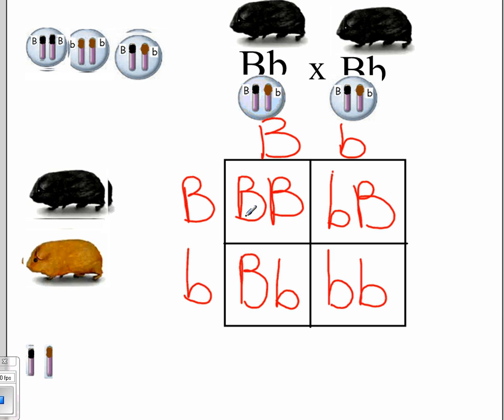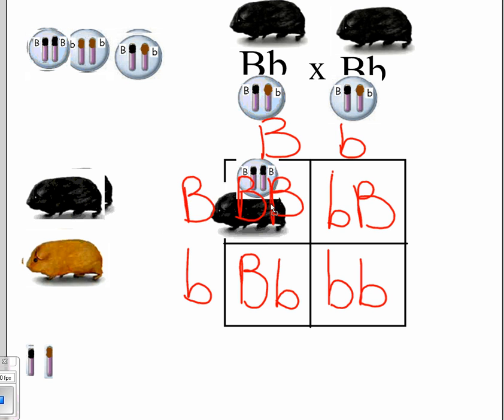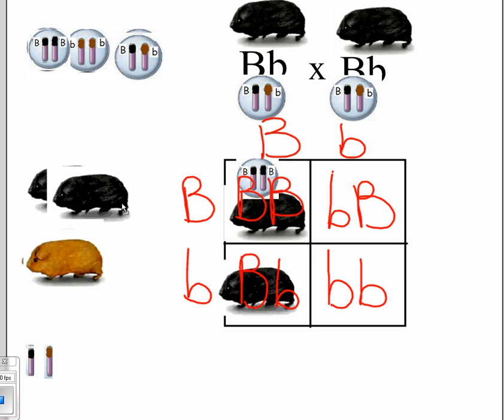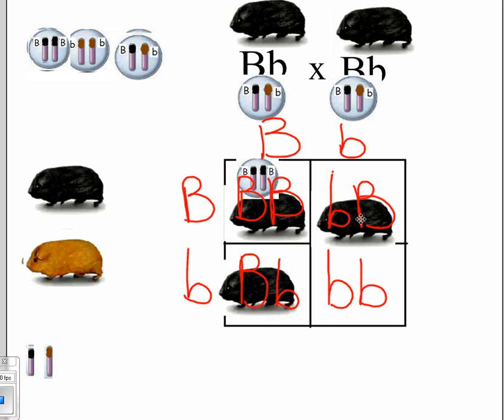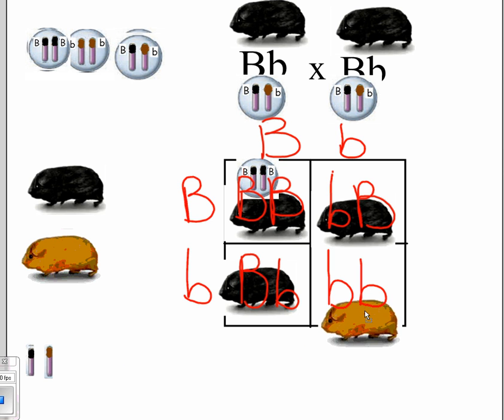Two big B's, so genotype is homozygous dominant. What would we see? We would see black. Big B, little b, heterozygous. What would we see since black is dominant? Little b is the only time we're able to see the brown recessive trait.